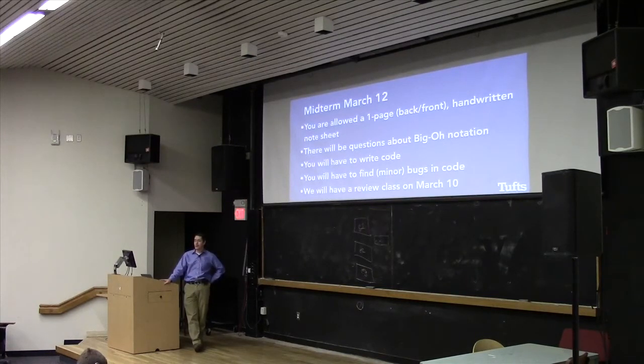If you want to put what the big O notations are for all the different types we have, and kind of a little chart on that, that's fine. If you want to put a little C++ code on there, that's fine too. But you can put whatever you want. There will be some questions about big O notation. I'll go over an example of that in a few minutes. You'll have to write a little bit of code.